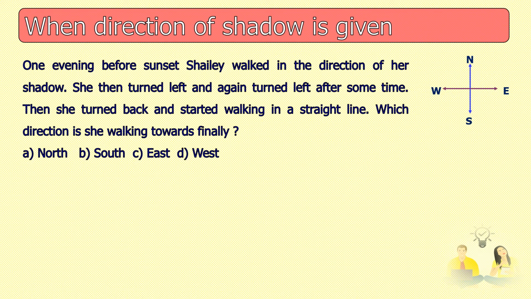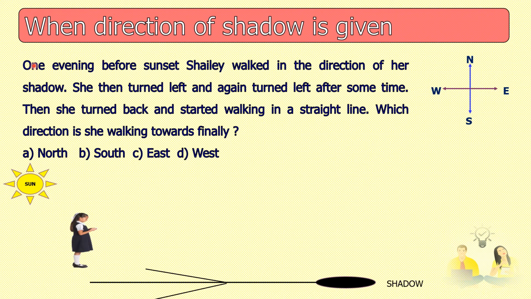One more question on shadow. One evening before sunset, Shally walked in the direction of her shadow. She then turned left and again turned left after some time. She then turned back and started walking in a straight line. Which direction is she walking towards finally? So let's see. It's evening time, so the sun is in the west. Shally's shadow will be in the east. She walked in the direction of her shadow, that is towards east.